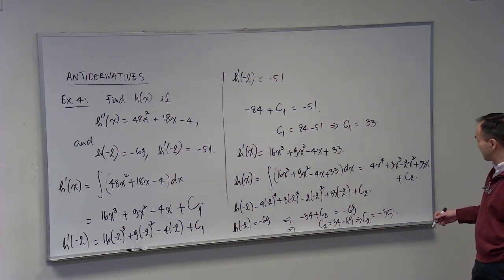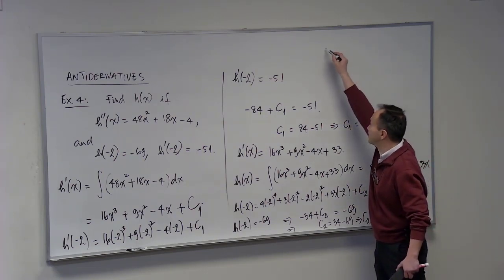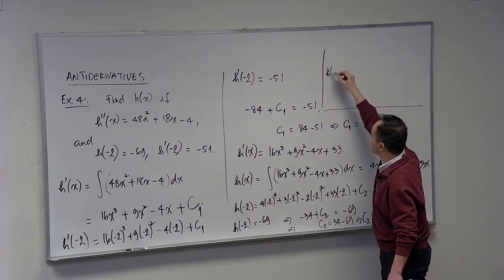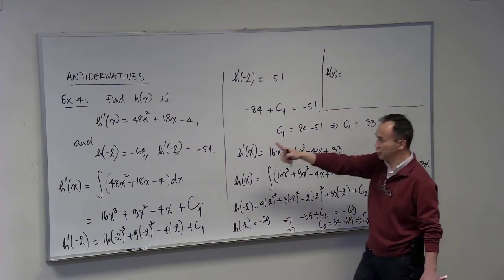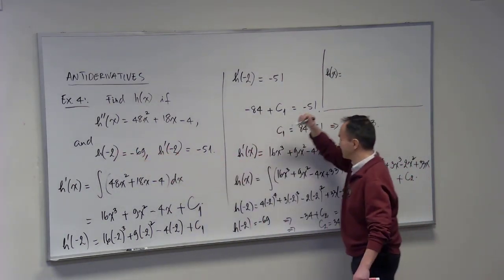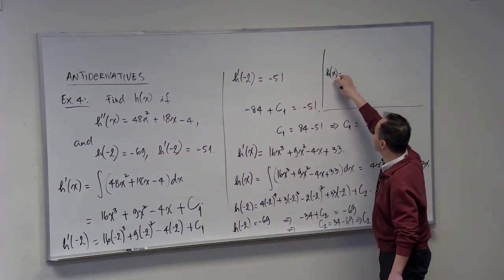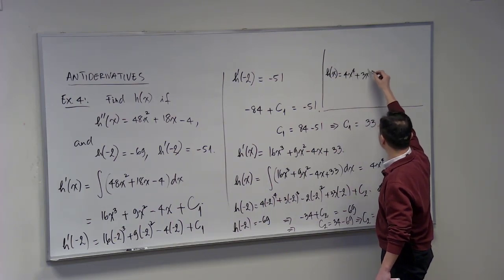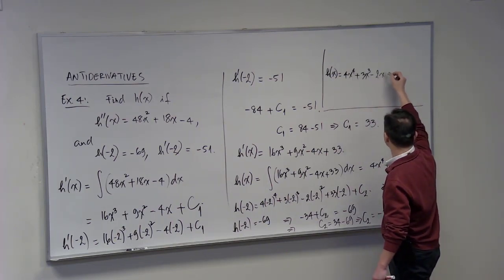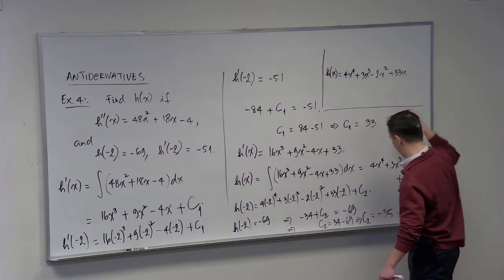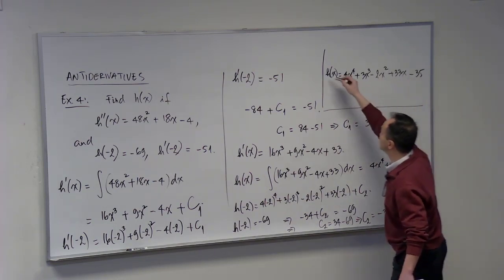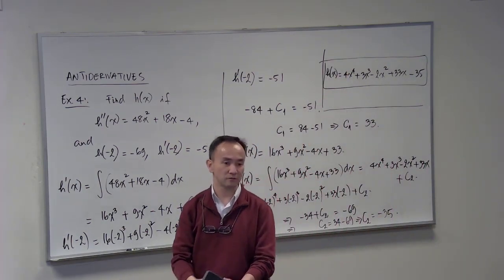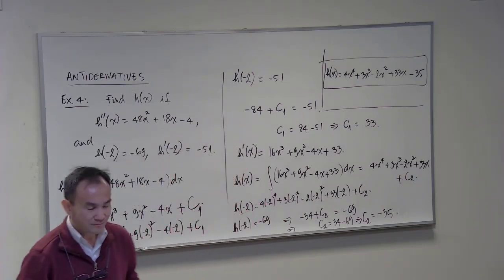So I'm going to write my final answer in this little corner. Now I'm ready. My final particular function, h of x, that meets the two requirements is 4x to the fourth plus 3x cubed minus 2x squared plus 33x, and we found minus 35. We have found that. That's how things work out.